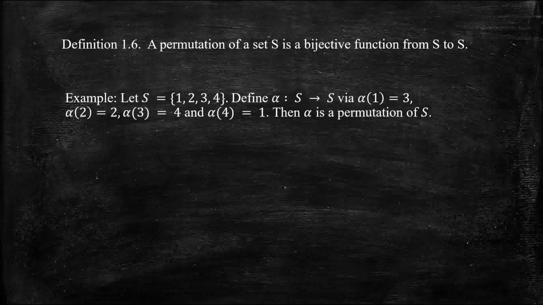Now an important thing to notice. A permutation of a set S is a bijective function from S to S. It sends every member of S to a member of S, but the order might not be the same.